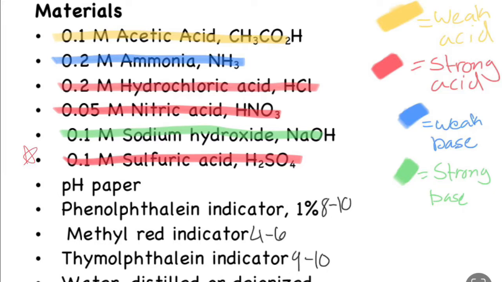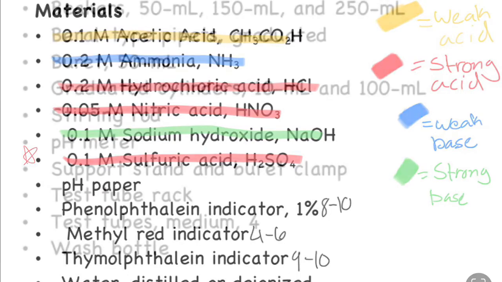2 important things to note. 1. The concentration of nitric acid. Nitric acid is a strong acid, but because of its concentration, it will have a lower pH. Secondly, sulfuric acid is diprotic, meaning it can donate 2 of its protons. This means it can have 2 equivalence points.